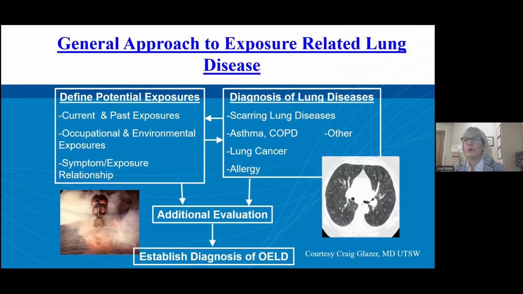In general, we always remind our trainees, whether they're our pulmonary trainees or our occupational medicine trainees, that this is kind of a two-pronged approach. Not only do we have to think about what diagnosis we have in the lung diseases, asthma, lung cancer, interstitial lung diseases we're talking about, and what are the exposures, and can we link them, and is there additional testing that's needed?